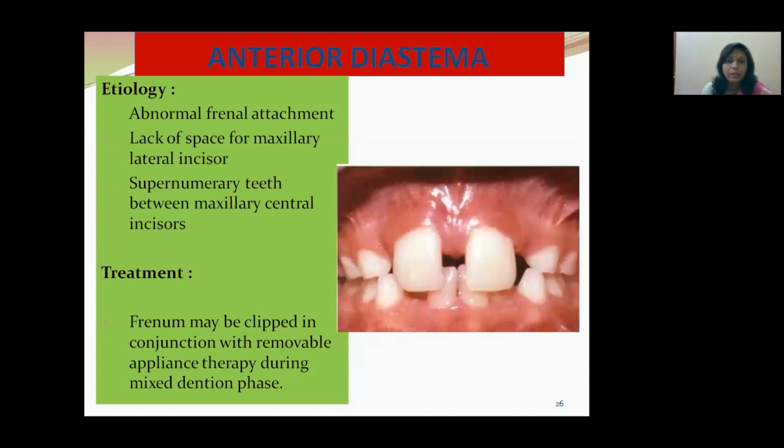Next thing that has to be taken into consideration during the interceptive procedure is the presence of anterior diastema. The etiology of this may be abnormal frenal attachment, lack of space for maxillary lateral incisors, and supernumerary teeth present between the maxillary central incisors. So in case of abnormal frenal attachment, the frenum can be clipped in conjunction with removable appliance during mixed dentition phase itself.